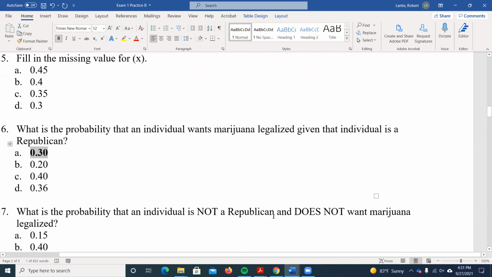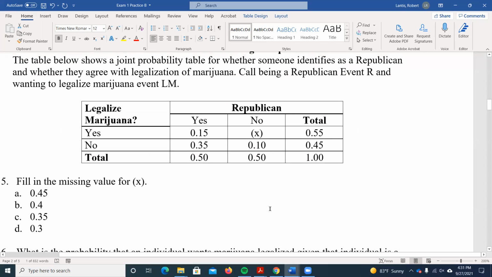We can also use it to find simply the intersection of two events. So here, what's the probability the individual is not a Republican and does not want marijuana legalized? Okay. So what's the probability? And here, I'll kind of show you how I would write this formally. But if you wanted to, you could have just written the probability that marijuana legalization equals no, and the probability that Republicans equals no, if that shorthand's easier for you.